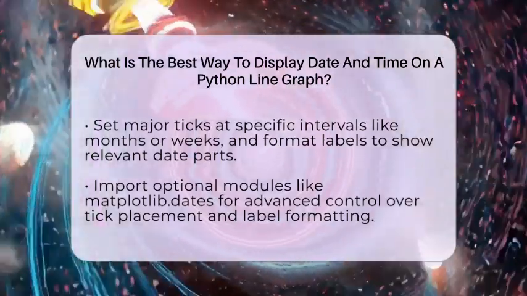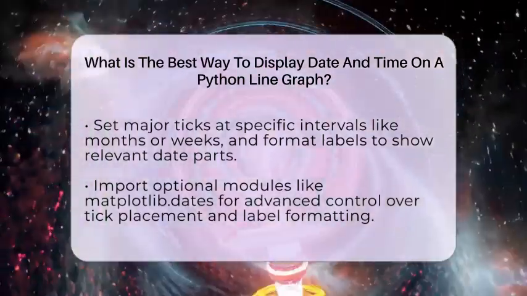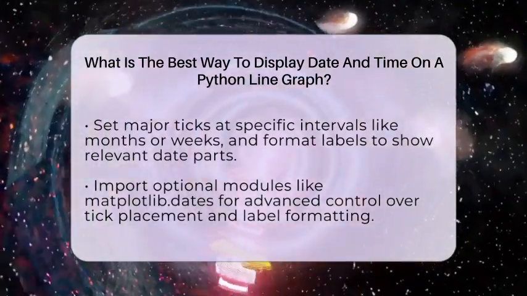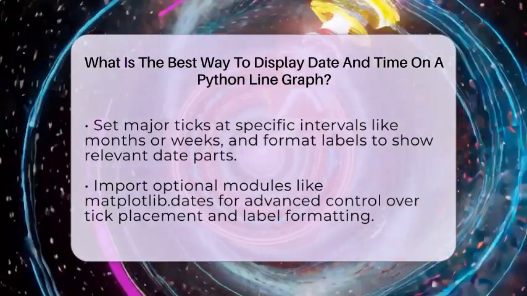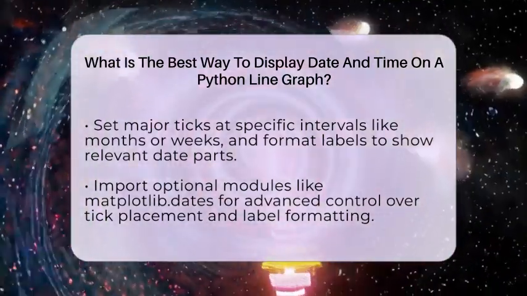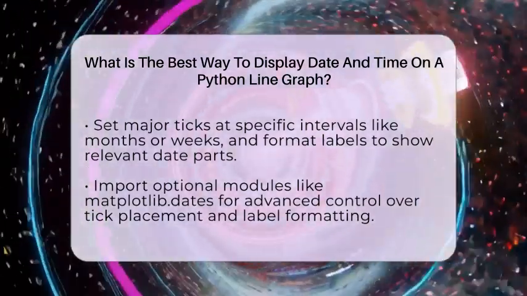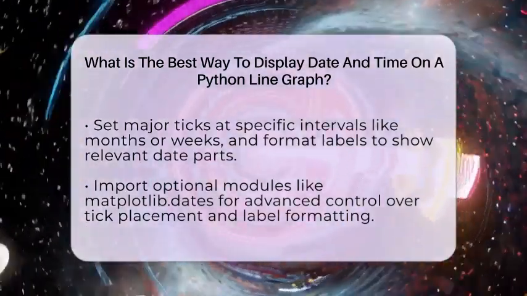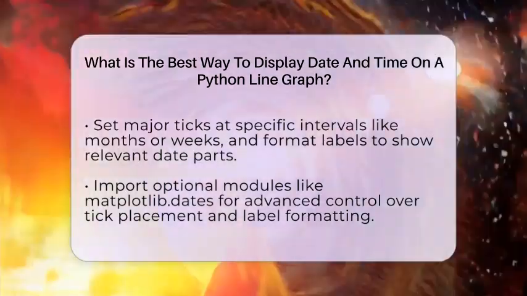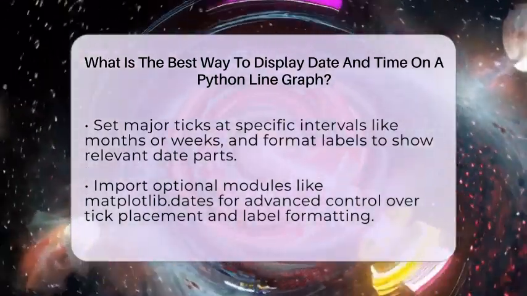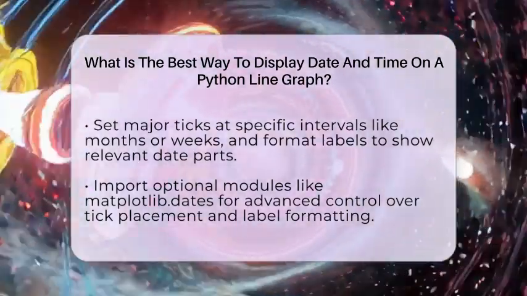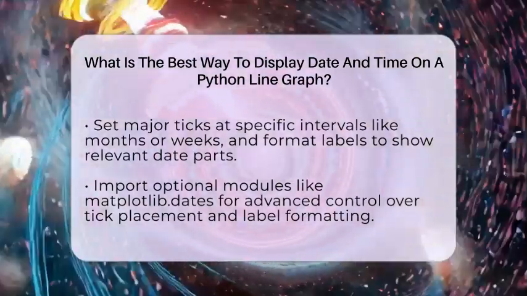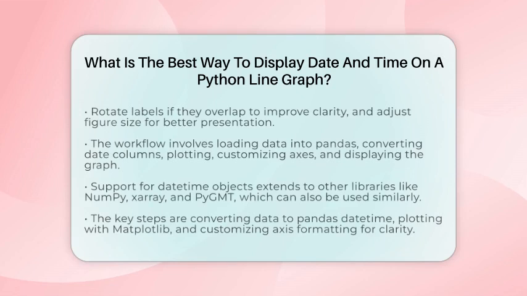Use mdates locators like MonthLocator, DayLocator, or HourLocator to control where the ticks appear. Use mdates DateFormatter to specify how the dates look, such as year, month, day, or hour, minute. Rotate the labels if they overlap, and finally call plt.show to display your graph. For example, you might write code that plots monthly data, formats the x-axis to show year and month, and rotates labels for better readability. This approach makes your line graph not only accurate but also visually clear.